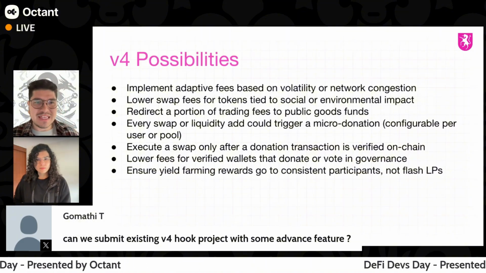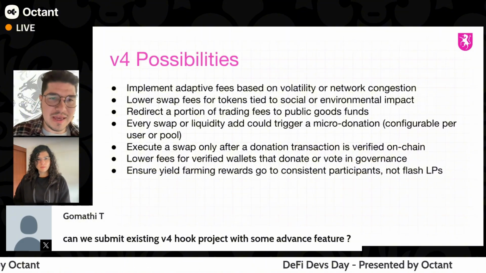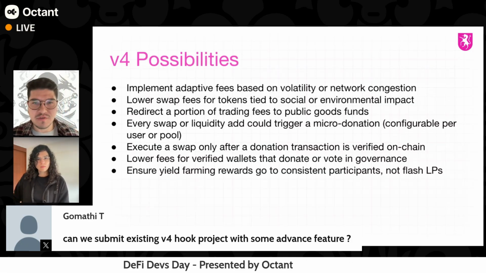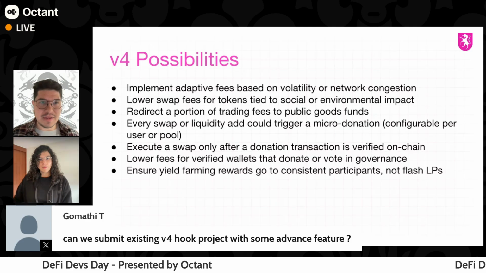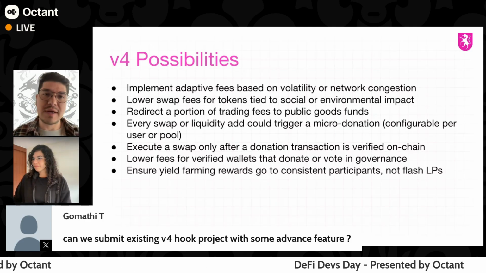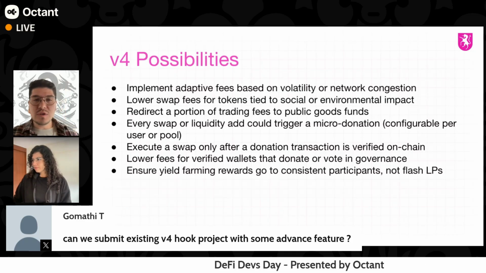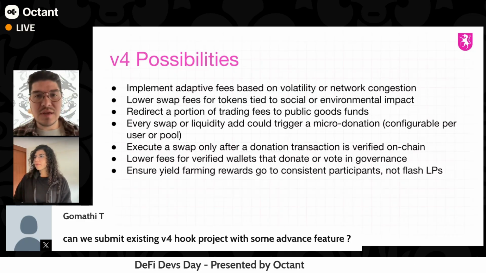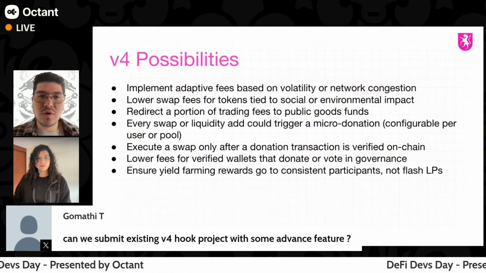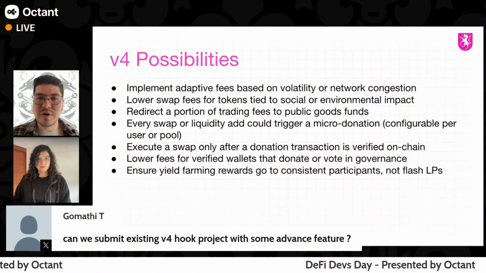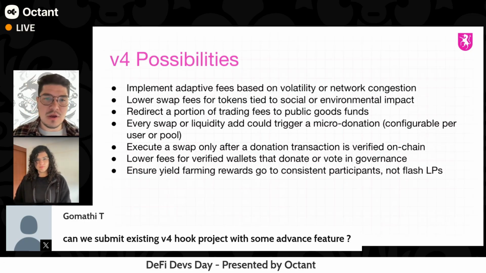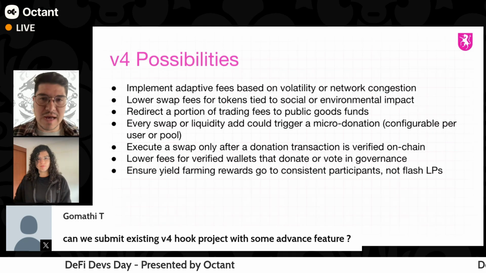We have Gamati who's asking, can we submit existing V4 hook projects with some advanced features? I can talk from the Octant rules perspective, like for the hackathon. We do allow pre-existing projects, but it's very important that you highlight which part is already existing and which part you're adding new or changing for this specific hackathon.